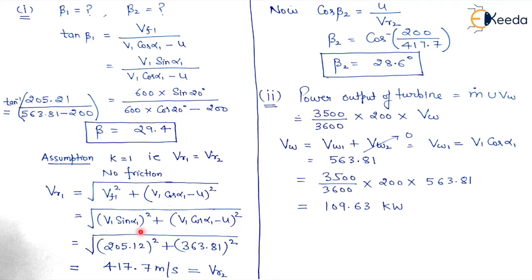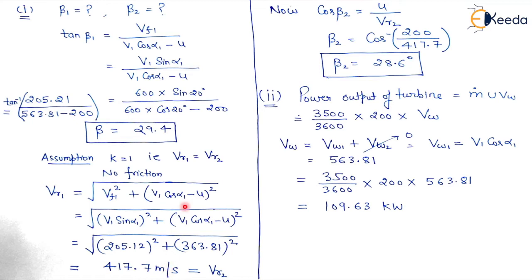Then V1 sin alpha, this is V1 sin alpha, and we got this value 205.21 squared, plus V1 cos alpha 1. We got this V1 cos alpha 1 minus U, that is 200. So if we solve this, we will get 363.81 to the power 2. So if we solve this equation, we will get VR1. VR1 will be equal to 417.7 meter per second. That is equal to VR2 also, because in this case, k is equal to 1. So VR1 is equal to VR2 is equal to 417.7 meter per second.